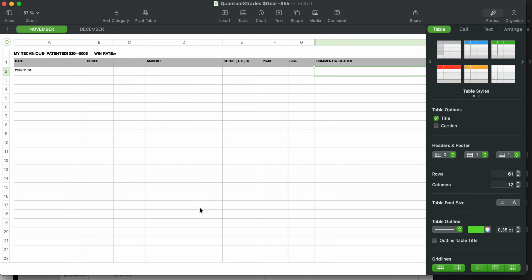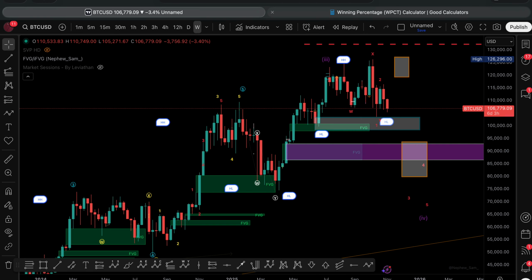Our attention span is very short, especially in the days of TikTok and Instagram and Facebook and social media in short. All right, so let's dive into BTC.